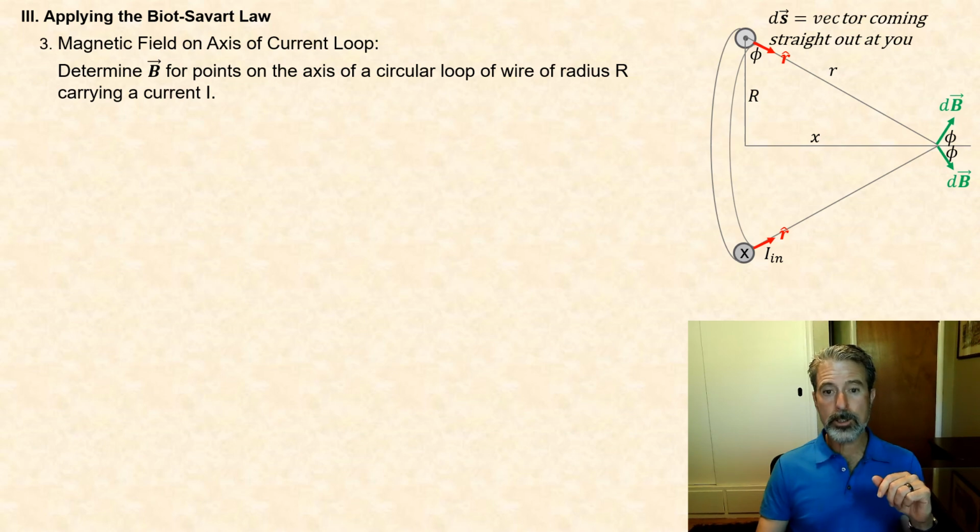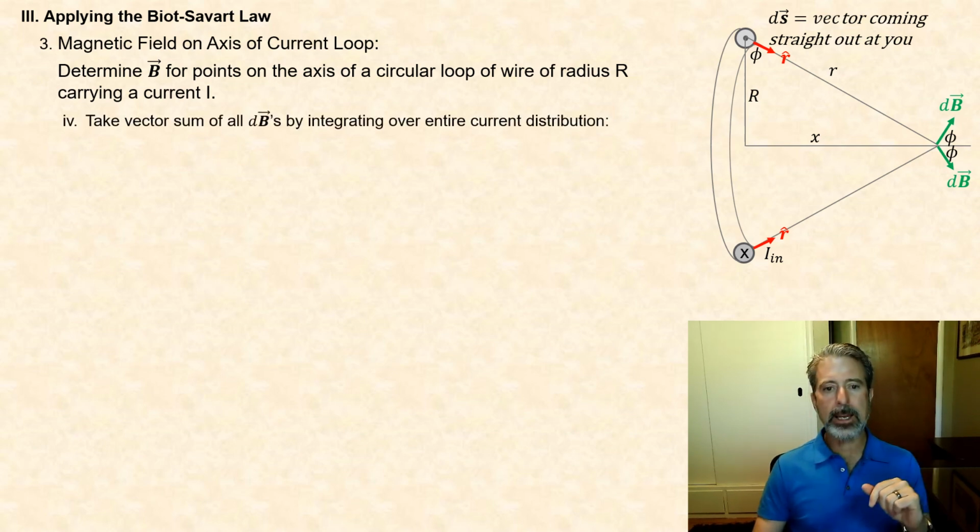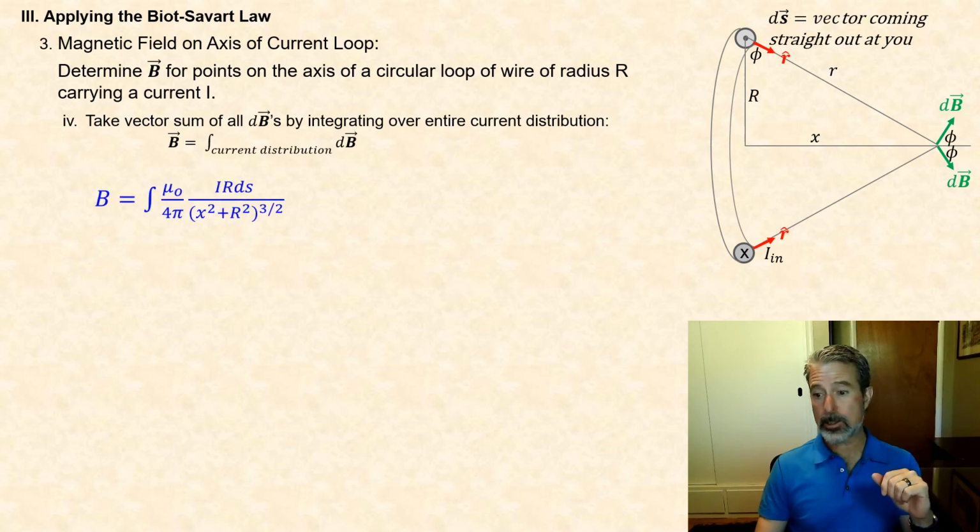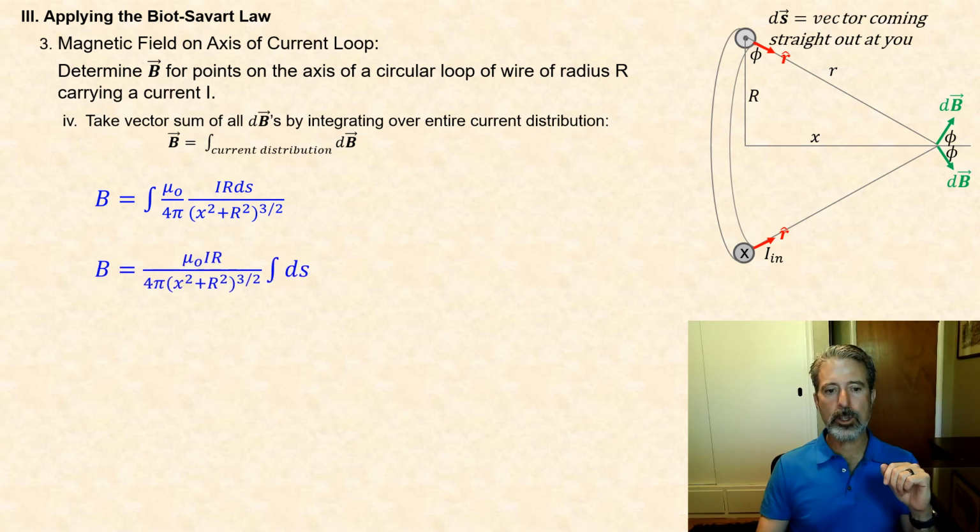All right, so all that is left to do here is to integrate. That is, take the vector sum of all of the dBs, the infinitesimal field contributions of each little infinitesimal current segment. And as I said, it's particularly simple because the only variable here is ds. And x, little r, big R are all constants, and the current is constant, so it can be taken outside of the integral. So when we take the integral of ds, we sum up all these displacement vectors.